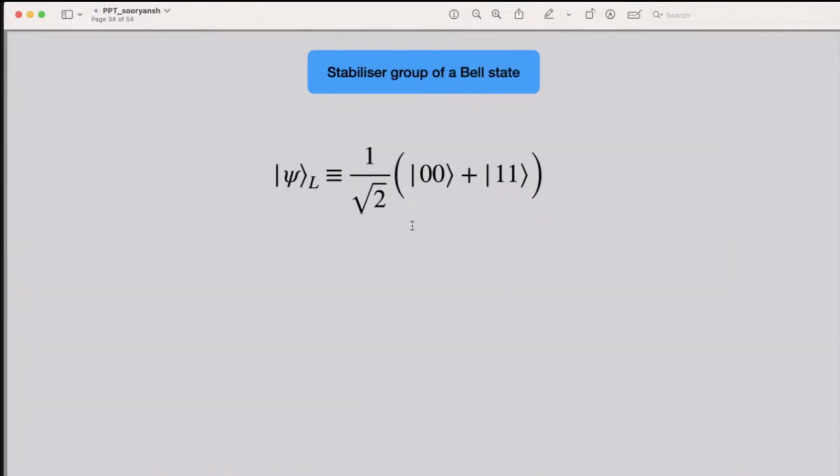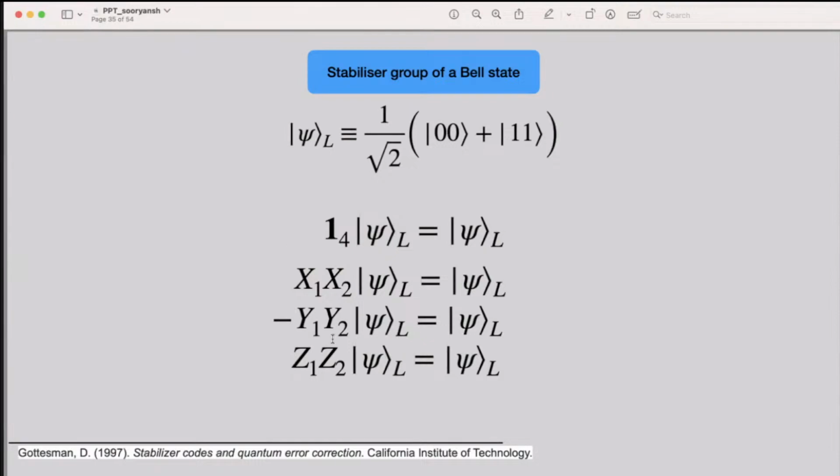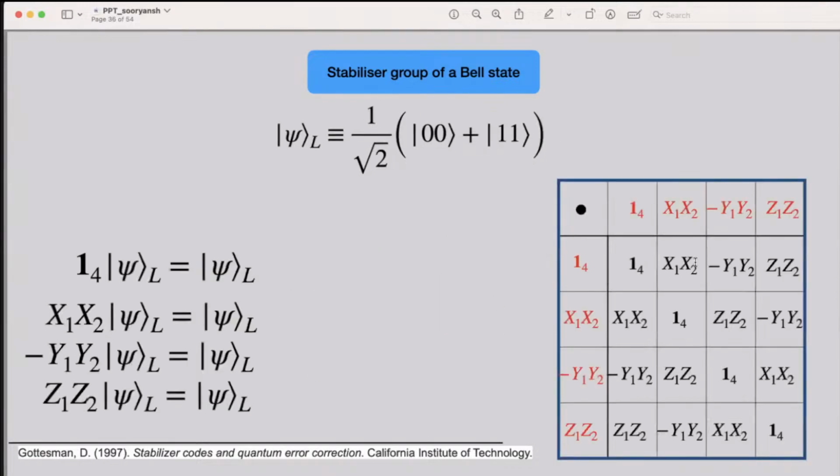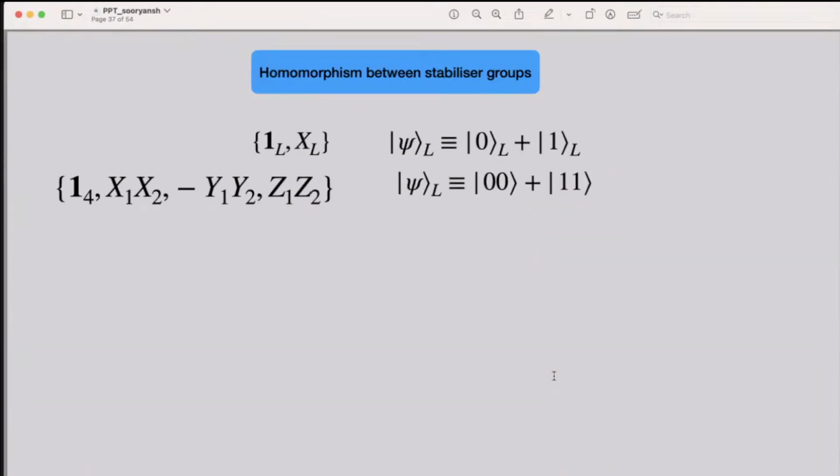So if we go to a 2-qubit state, let us look at the Bell state. It has 4 stabilizers: identity, x1 x2, minus y1 y2, and z1 z2, and this is the group multiplication table. And this group is a commutative group, as one can see that the order in which one multiplies does not matter.